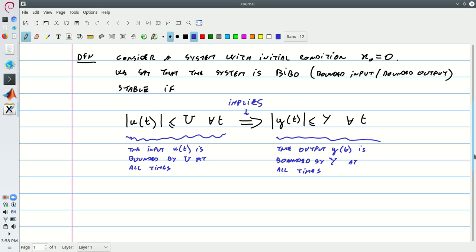Now the question that I might ask is, given what we have seen, under what conditions is a first-order system BIBO stable?